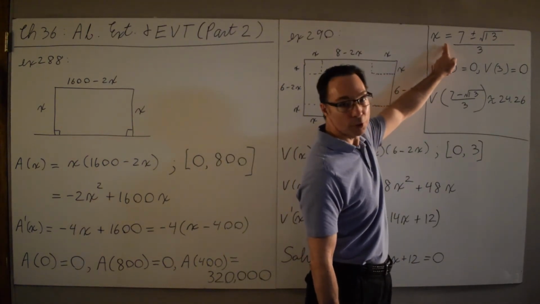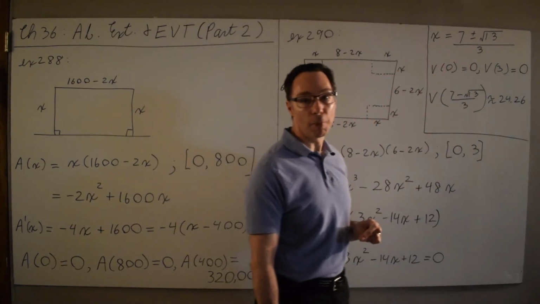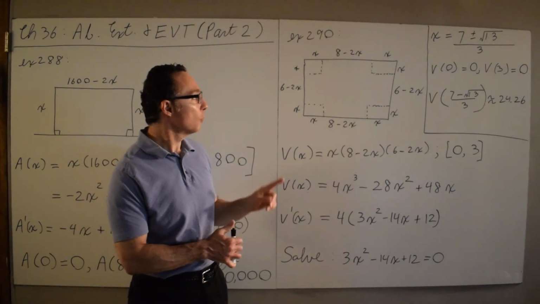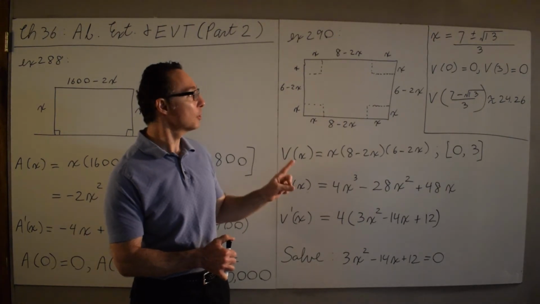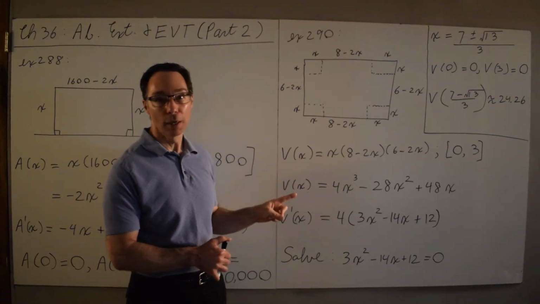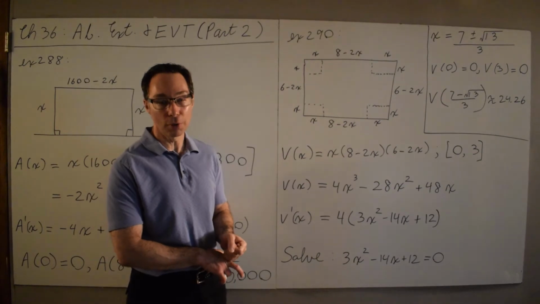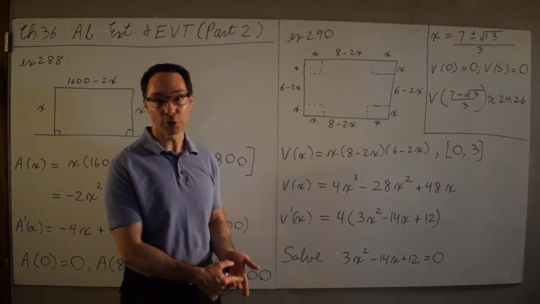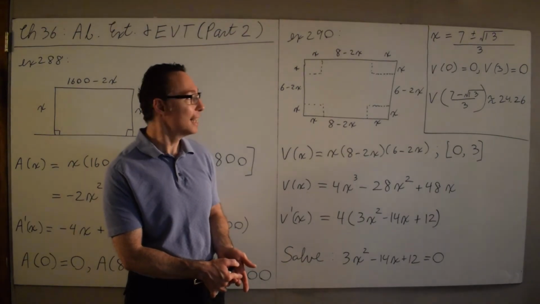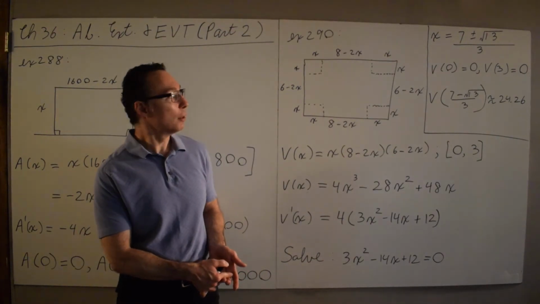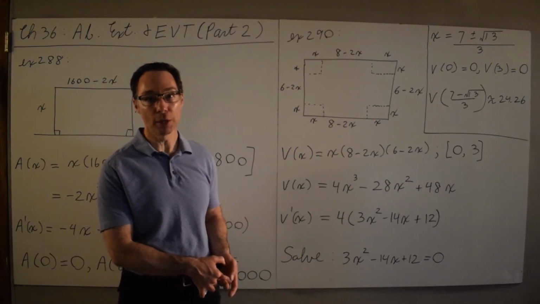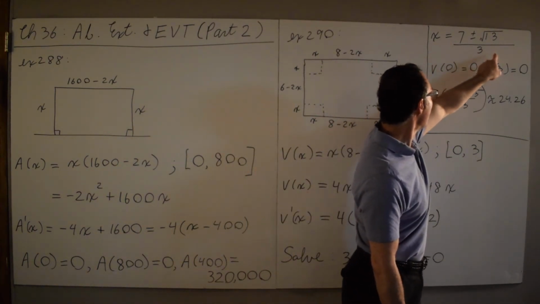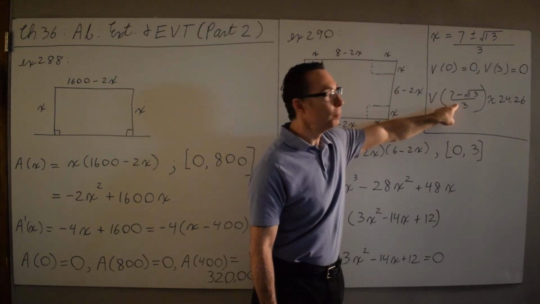X is (7 plus or minus the square root of 13) divided by 3. The square root of 13 is greater than 3, because the square root of 9 is 3. So if we look at the solution 7 plus the square root of 13 over 3, we have 7 plus something greater than 3, which is greater than 10, and 10 divided by 3 is greater than 3. My point is, of your two critical numbers, only this one is in the interval.